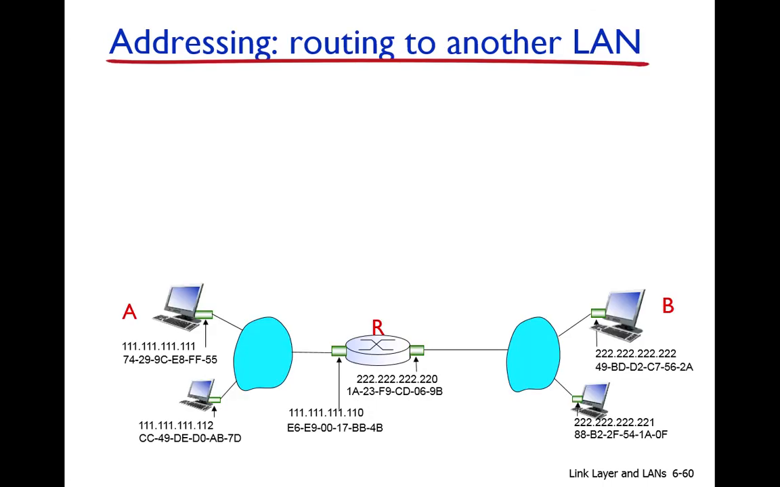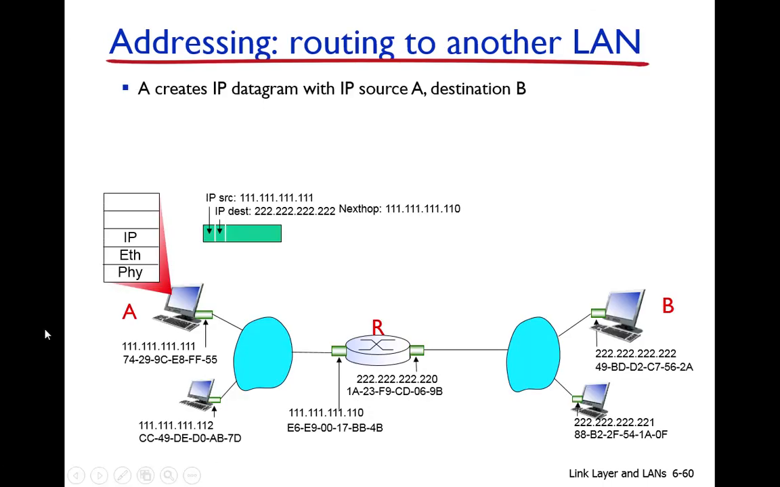So suppose this is host A, and the application layer generated the message. The application layer passed the message to the transport layer, and the transport layer passes the message to the IP layer. Suppose A creates an IP datagram with the IP source A and destination B.